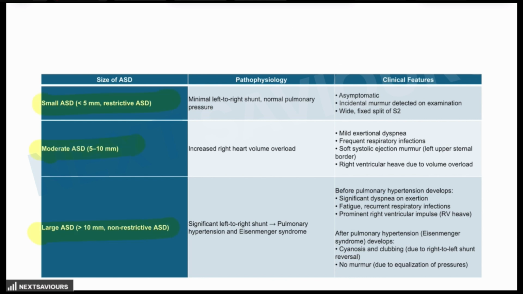So coming on to the clinical features of the atrial septal defect, again, it is based on the size. If the size is less than 5 millimeters, then the patients are asymptomatic, with incidental murmur detection on examination with a wide fixed split of S2.